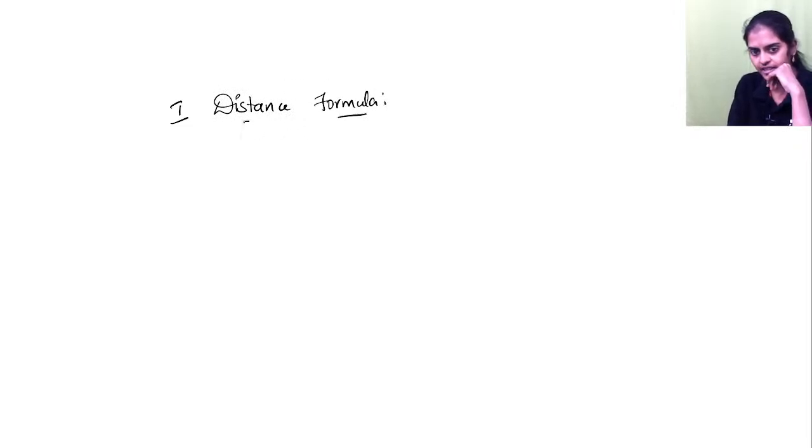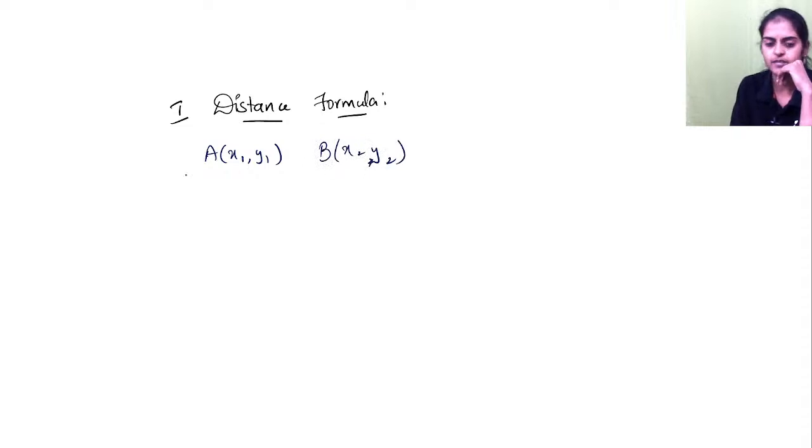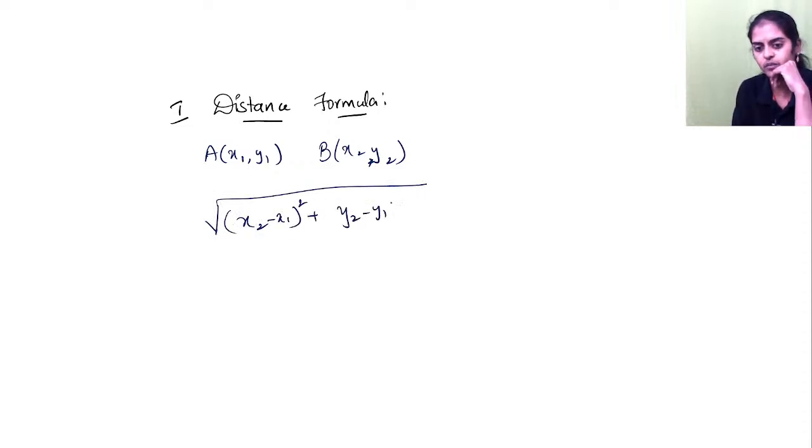If any 2 points are given, for example, point A (x1, y1) and B (x2, y2), I can find the distance between these 2 points as root over (x2 minus x1) the whole square plus (y2 minus y1) the whole square. So this is the formula.